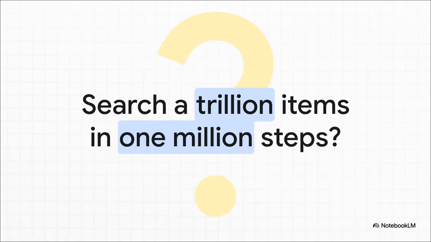All right, let's just jump right in with a thought experiment. Imagine you have a database with 1 trillion, that's a 1 with 12 zeros, items. Think of it like a digital haystack, and your job is to find one specific needle. A normal computer would, on average, have to check about 500 billion items. But what if you could find that needle in just 1 million steps? Sounds impossible, right? Well, that's not science fiction. That's the mathematical reality that quantum computing brings to the table.